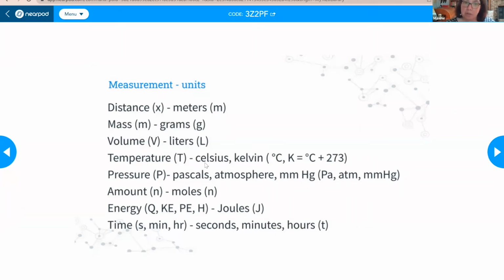Celsius you're used to, so we measure the temperature outside in Celsius. But Kelvin is just that Celsius temperature plus 273, so we don't end up with any negative numbers. And you won't need to use Kelvin until we get into gas laws.